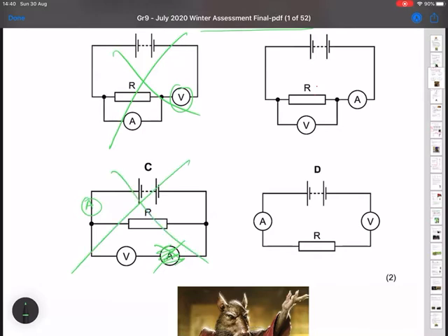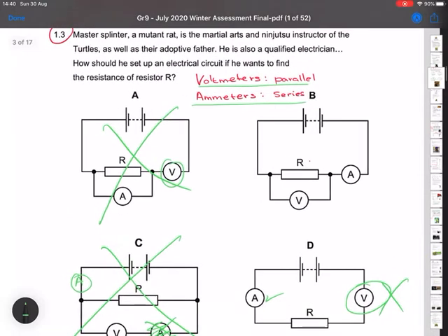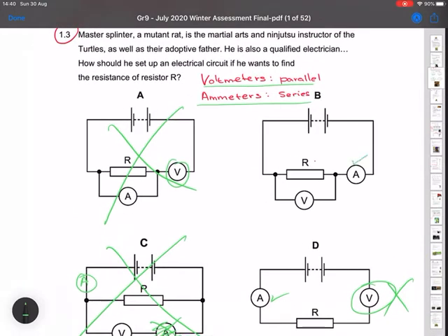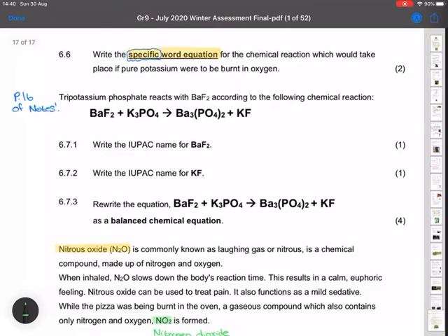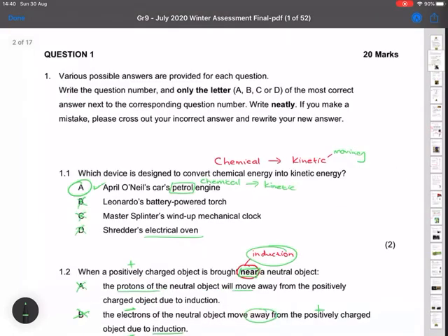Option D, here the ammeter is in series, so that's great, but the voltmeter is also in series, which is wrong. I said voltmeters must be in parallel. And this one, ammeter is connected in series correctly, voltmeter is connected in parallel correctly. Answer B is the right answer for that one.